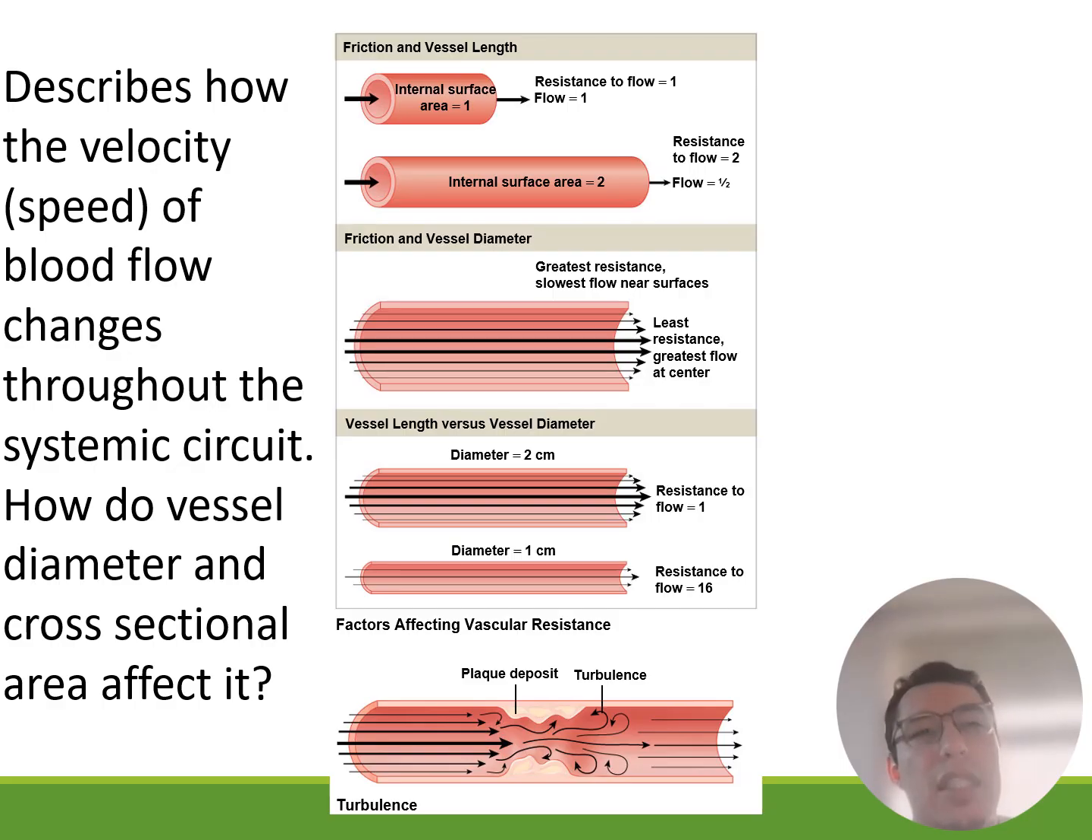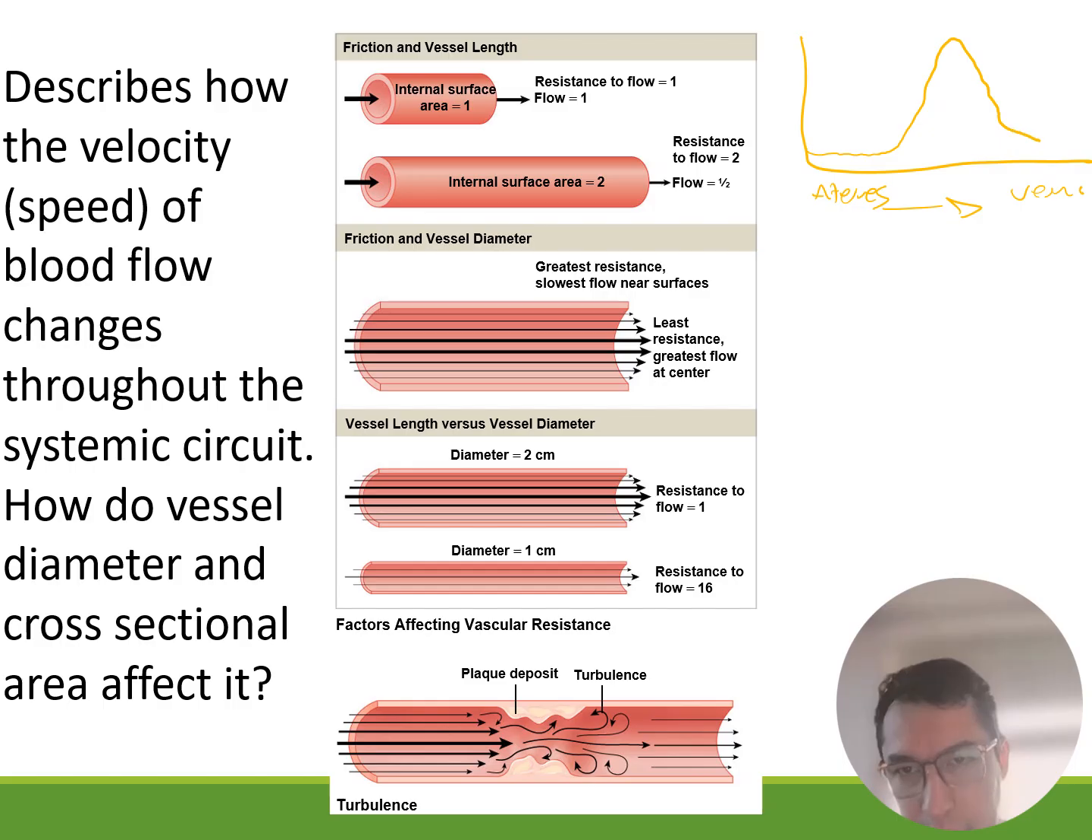Describe how velocity, the speed of blood flow, changes throughout the systemic circuit. How do vessel diameter and cross-sectional area affect it? You remember how we talked about that little graph where we're looking from arteries to veins as we progress, and we can see that there is less of the large arteries, muscular arteries, and then we have a huge cross-sectional area of the capillaries, and there is a lot of them. Now, because these are very small vessels, as blood is flowing, we have another graph that measures flow.